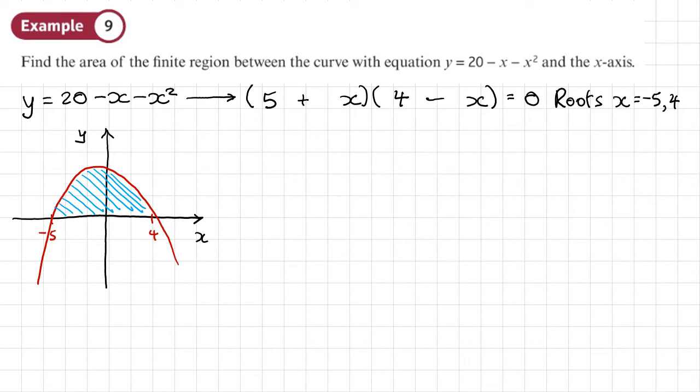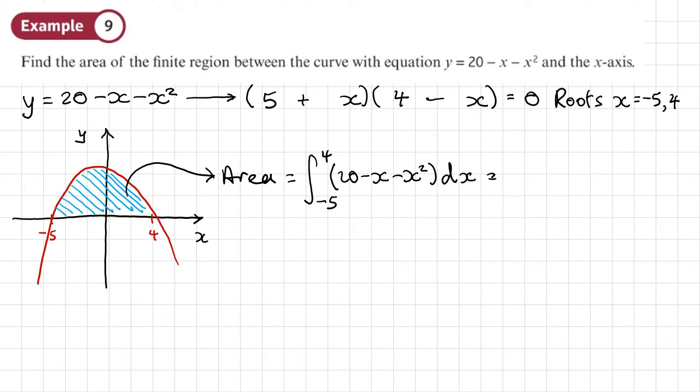That's between the x-axis and the curve. So the area under the curve, above the x-axis. Right, so these are now the limits that we have. So the area here is going to be given by integrating between, now the upper limit has got to be the higher x value, the one furthest to the right, 4, and so negative 5 is the lower x value, and we want to integrate 20 minus x minus x squared dx.